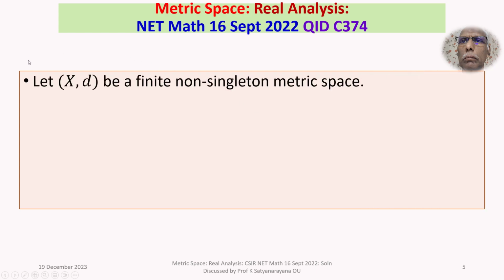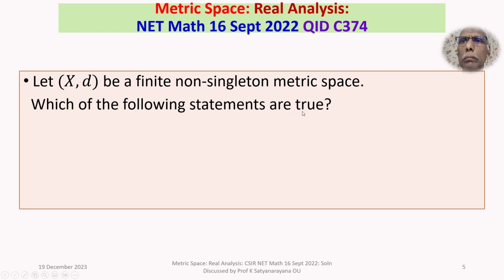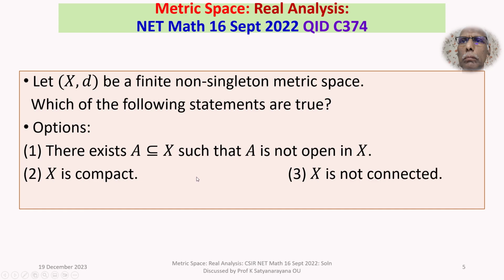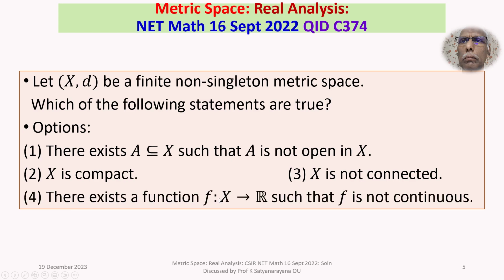The given question is, let (X, d) be a finite non-singleton metric space. Which of the following statements are true? We are given four options. Option 1. There exists a subset A of X such that A is not open in X. Option 2. X is compact. Option 3. X is not connected. Option 4. There exists a function f from X to R such that f is not continuous.